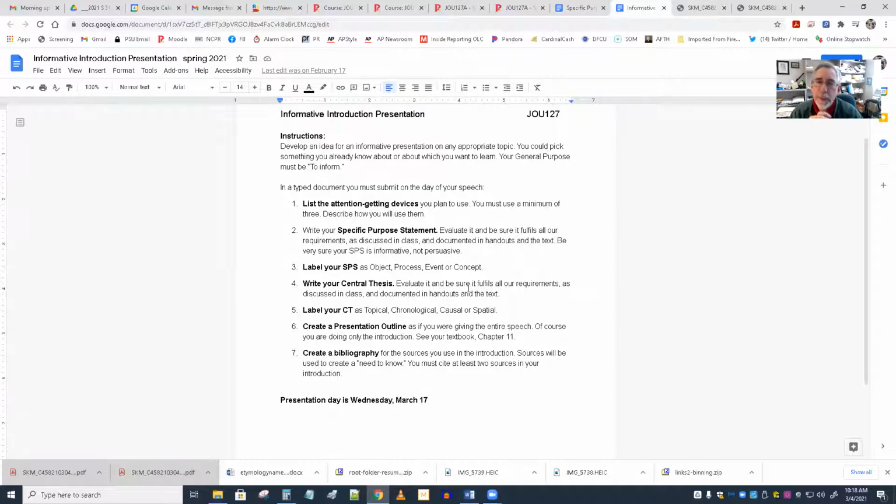Other thing it says though is to list the attention-getting devices you're planning to use. You can do that separately, or you can do it as part of the presentation outline. All right. Then it also says create a bibliography, right? Which is a minimum of 2 sources. Well, you already have 2 sources here, right?